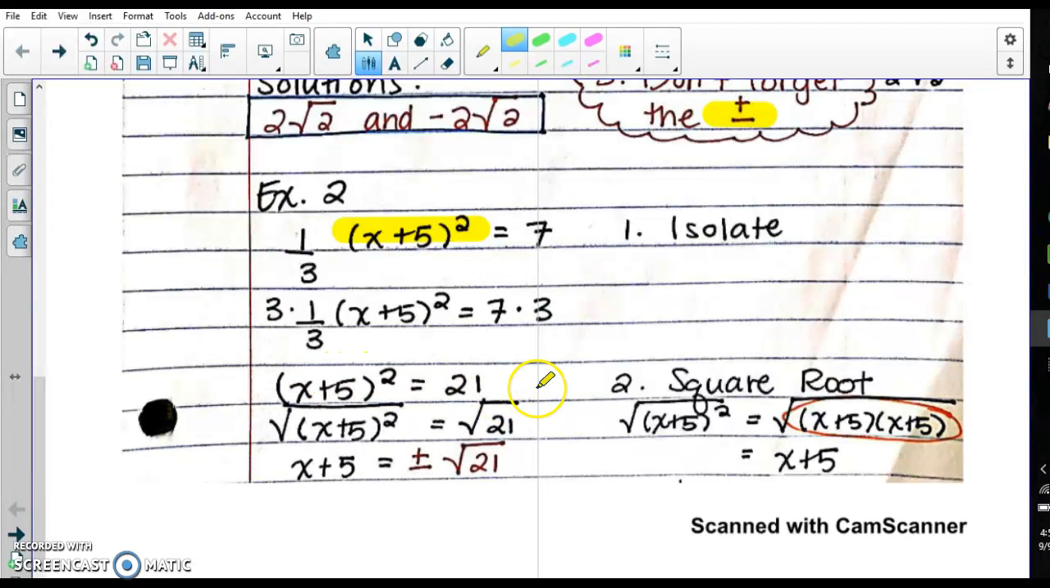So I'm now isolated, and now I need to take the square root of both sides. So the square root of x plus 5 squared, that's the same as the square root of x plus 5 times x plus 5. Okay, so since I have a pair of x plus 5's, that's one root, and it comes out to just x plus 5. So now I have x plus 5 equals plus or minus the square root of 21. The square root of 21 cannot be reduced anymore. So we're just going to leave it like that.